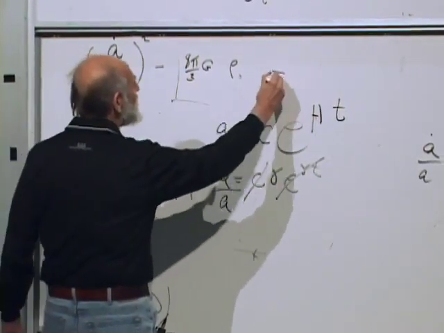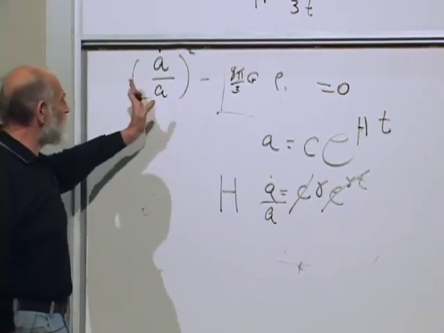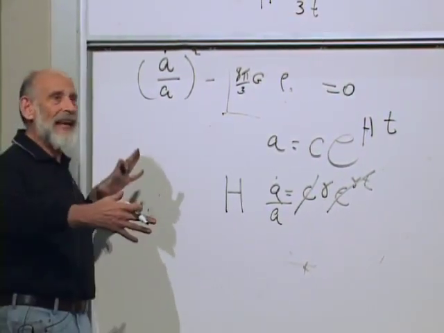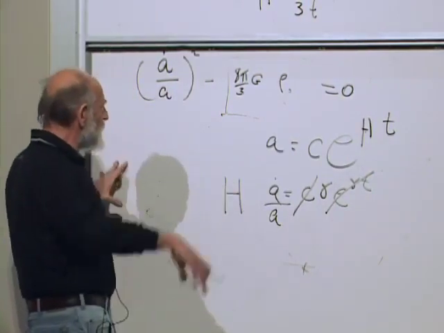This minus this is equal to 0. This is one form of energy. This is another form of energy. This is a kind of kinetic energy of expansion.